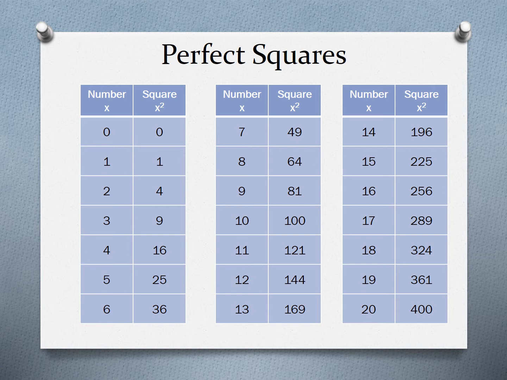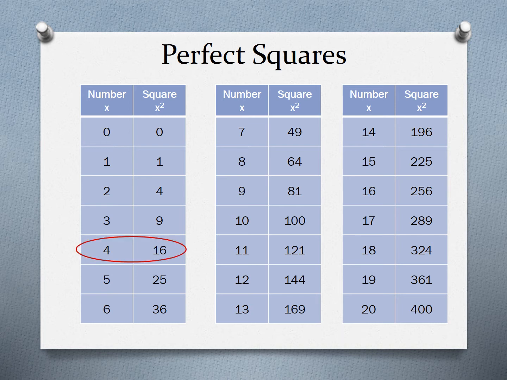Let's start with the number 0. We know that 0 times itself is 0. We know that 1 times itself is 1. We know that 2 times itself, or 2 times 2, makes 4. We know that 3 times itself, or 3 times 3, makes 9, and so forth. Therefore, we also know the square root values of these numbers.